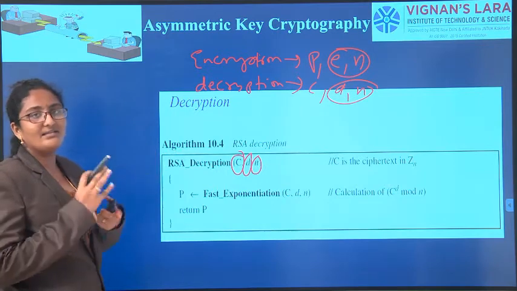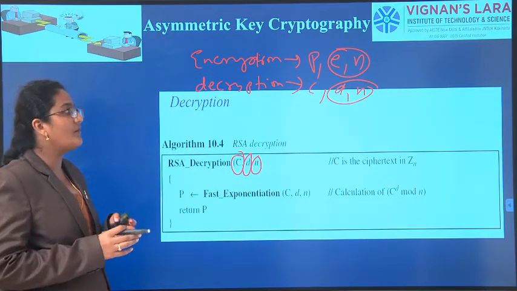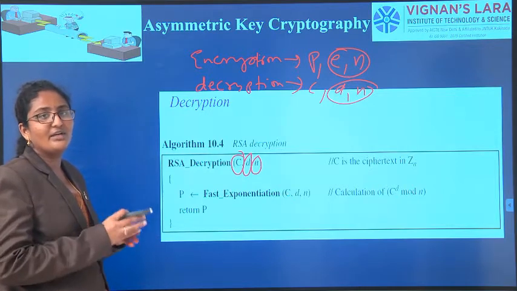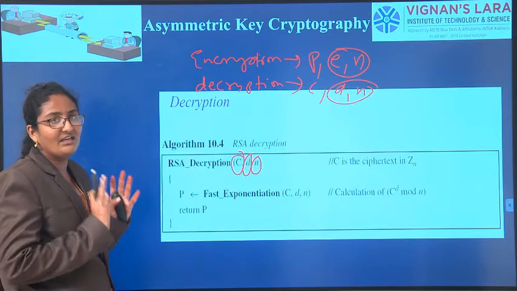So E comma N is the public key. D comma N is the private key. Everything we are talking about is in terms of integers only. In the third unit, everything is integers only. Plain text, ciphertext, keys, all are integers only.